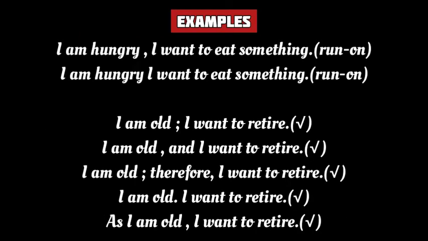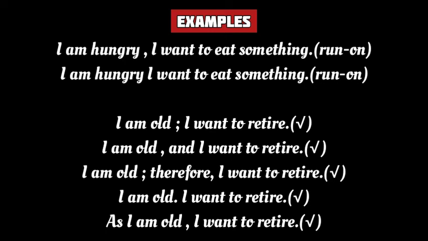Now study these examples on your screen. There are two run-on sentences here. The first sentence is a run-on sentence because a comma has joined the two independent clauses. The second sentence is also a run-on sentence because there is neither a punctuation mark nor a conjunction to join the two clauses. Now we are going to see how these run-on sentences are corrected in different ways.